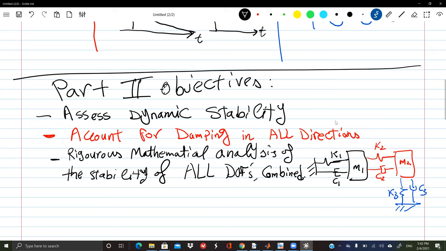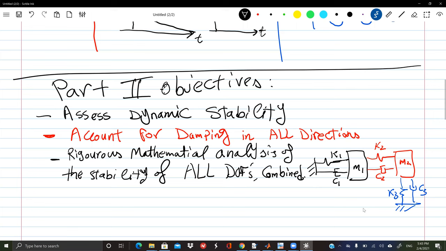More questions? Okay, fine. These objectives are very legitimate objectives for a spacecraft. If we were in a spacecraft attitude control course, which unfortunately we don't have in our school due to the lack of professors in the field, so please go and complain. Anyway, we will do exactly the same. We need to assess static stability, dynamic stability, account for damping in all directions. We need a theory to do the stability analysis. We will really do the same. Nothing will change. So let's start.